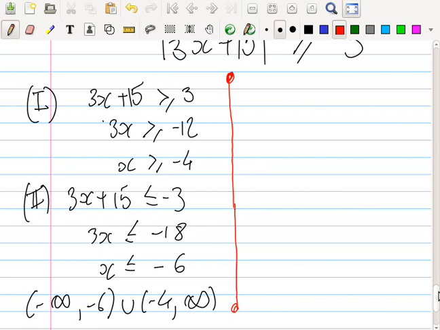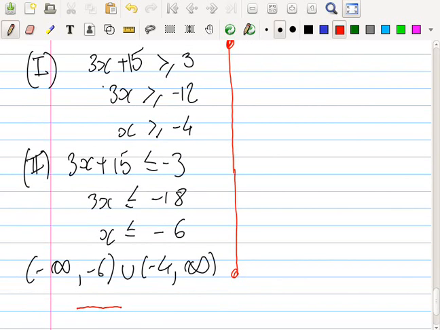I think this is right. Let me draw the number line. So here is minus 6 and you want it to be less than minus 6. And then here is minus 4 and you want it to be more than minus 4. So, no, I think that's right. Is it minus 6 and minus 4 included? Yes, they are, thank you. My brackets weren't square enough.